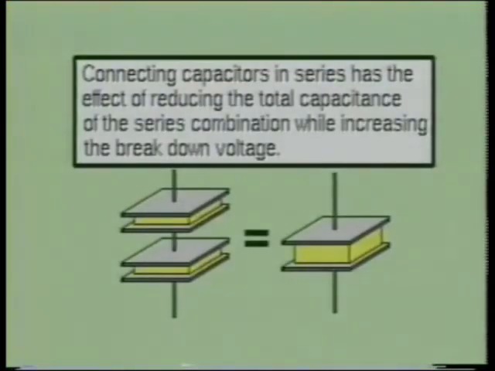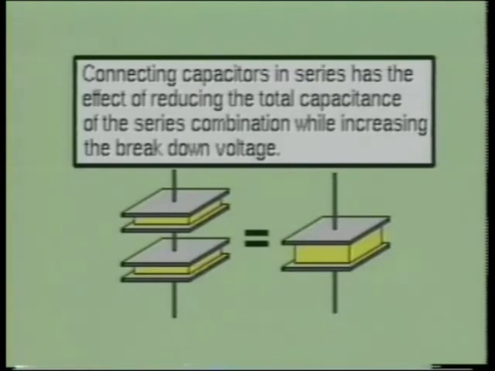When two capacitors are connected in series, the equivalent capacitance of the two will be less than that of either capacitor by itself. This is due to the fact that connecting capacitors in series has the same effect as increasing plate separation. Remember, when plate separation is increased, capacitance is decreased.